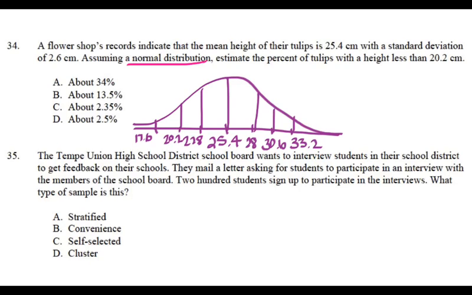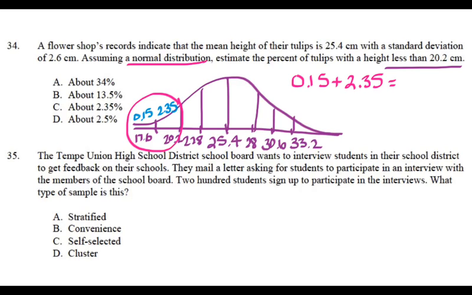Now before I put in the percents, we just want to look at the percent that's less than 20.2 centimeters. So less than 20.2 would be these two portions underneath the curve. The one that's furthest to the left is 0.15. The next one over is 2.35. So we can add those two together. So that gives us 0.15 plus 2.35, which equals 2.5. So 2.5%, which is letter D.